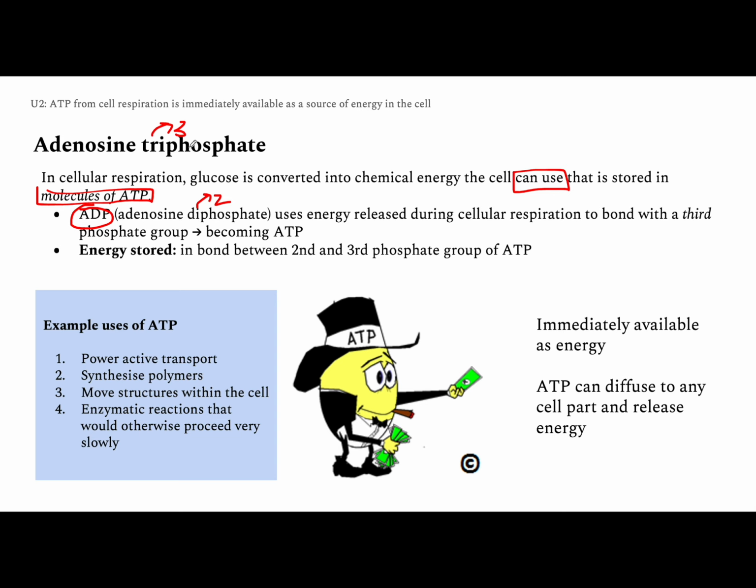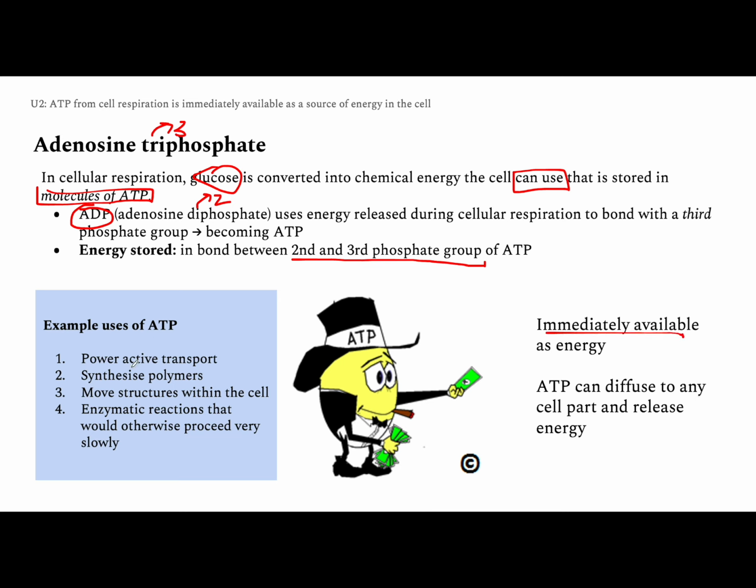During cellular respiration, the energy that is released from glucose is used to bond another phosphate group to ADP. Because they're adding in another phosphate group, it becomes diphosphate to triphosphate. This energy is basically stored between the second and the third phosphate group of ATP. ATP is used because it can diffuse to any cell part and release energy, and it's immediately available.